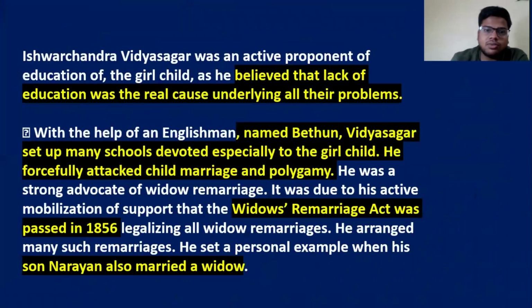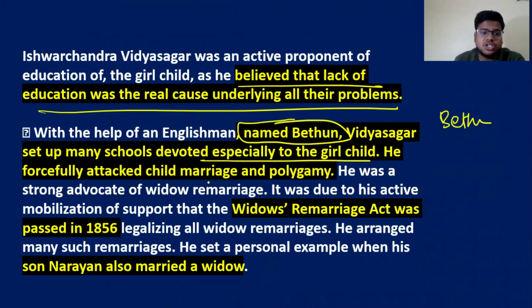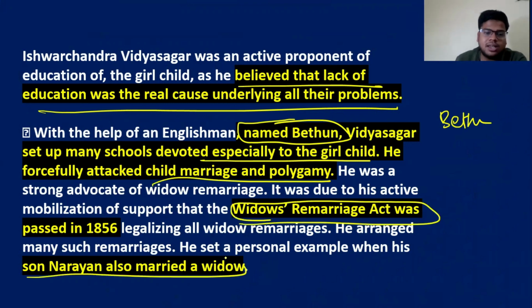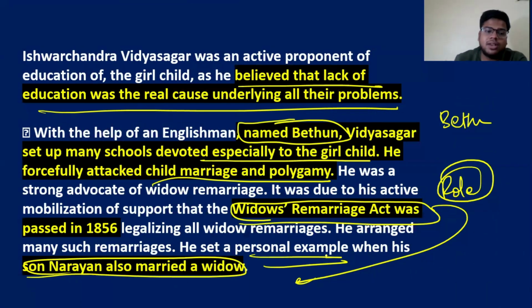Ishwar Chandra Vidyasagar was an active proponent of the education of the girl child, and believed that lack of education was the cause of their problem. With the help of an Englishman, that is Bethune, he set up many schools devoted especially to the girl child. He forcefully attacked child marriage and polygamy. With his support, the Widow Remarriage Act was passed, and he himself, being a role model, arranged such marriages. As a personal example, his son Narayan also married a widow.